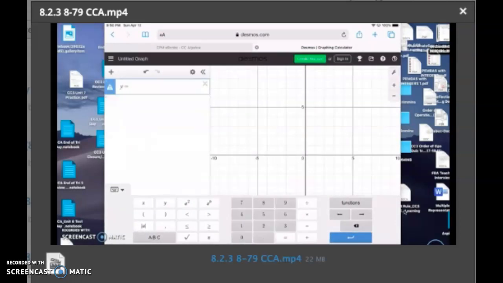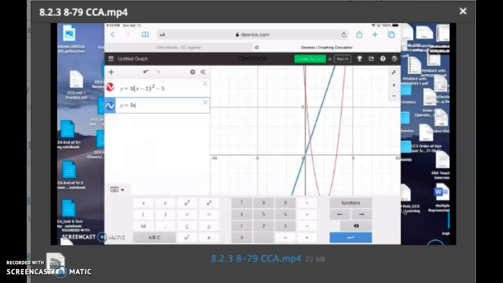So y equals 3 times the quantity x minus 2 squared, and then we have a minus 5. All right, so we can see that one there in red. And I'm going to put in the one we got after we rewrote this. So it should look the same because all we did was rearrange things. So when we rewrote this, we've got y equals 3x squared minus 12x plus 7.